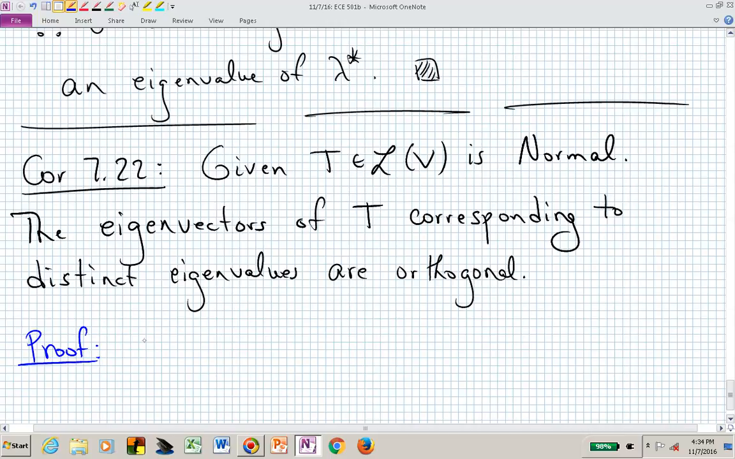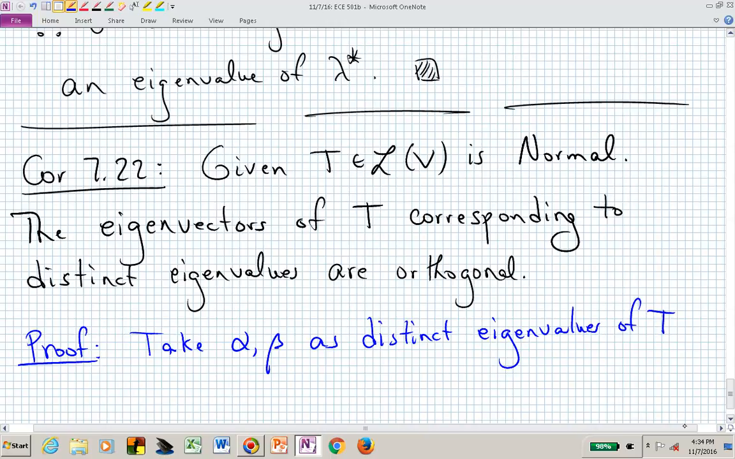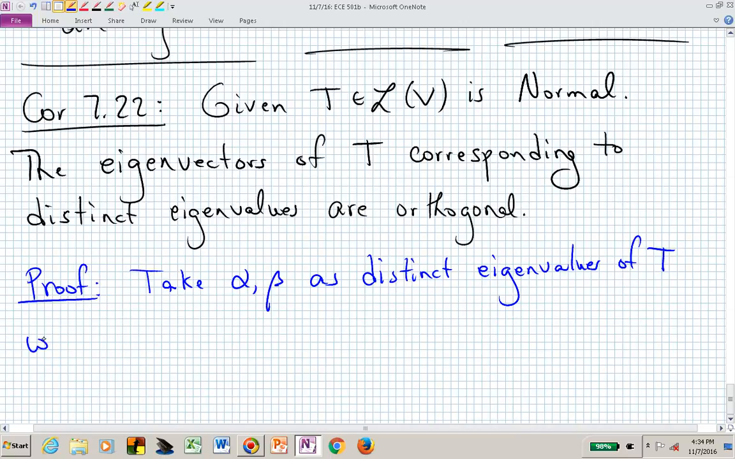Proof. Suppose we take two scalars, alpha and beta, and let's just assume that those are our distinct eigenvalues of our operator T. And we want the eigenvectors of those eigenvalues to be U and V.